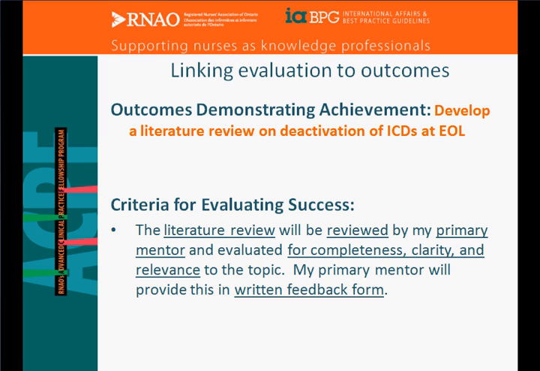So going back to our example, if you remember, the outcome was to develop a literature review on deactivation of ICDs at end-of-life care. In terms of evaluating this outcome, this fellow stated, the literature review will be reviewed by my primary mentor and evaluated for completeness, clarity, and relevance to the topic. My primary mentor will provide this in written feedback form. So this answers what is the basis for determining that they've met the objective, and that's the literature review, a complete, clearly written and relevant literature review. They identified the who, so who's going to be doing the evaluation, and then they identified the criteria that this person will use, and the criteria in this example is whether the review is complete, clear, and relevant to the topic. And then the method is the written feedback.